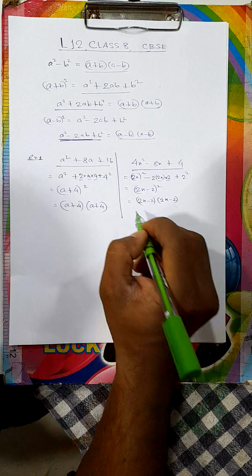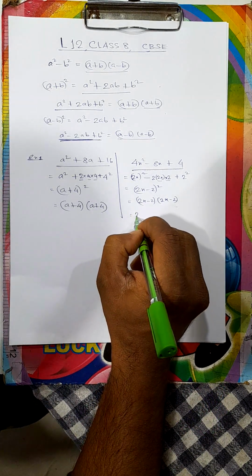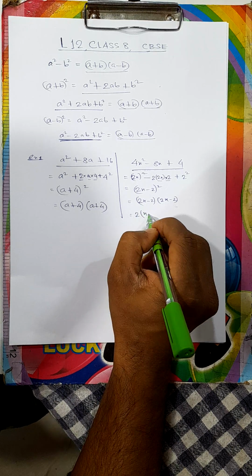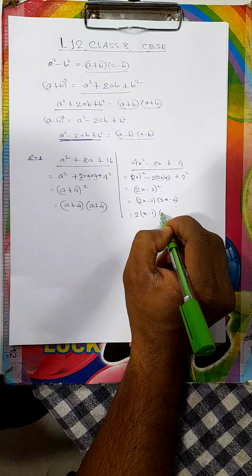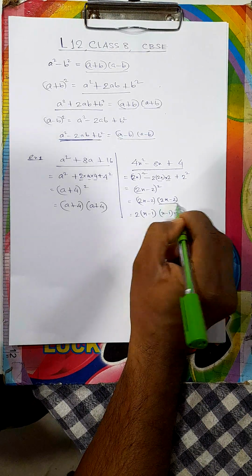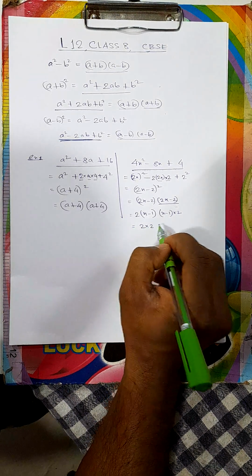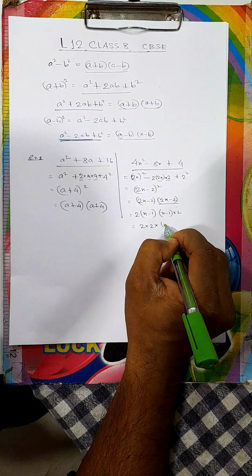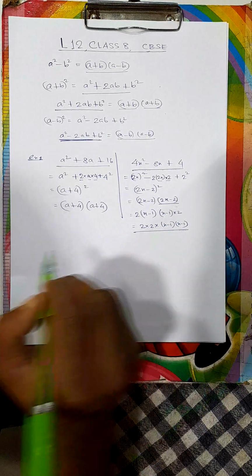So we can write it as a minus b multiplied by a minus b. Again, you can take 2 as a common factor of the first term, so we can write x minus 1. Then 2 is a common factor of the second term also. So we will write the factor form as 2 multiplied by 2 multiplied by x minus 1, x minus 1, right?